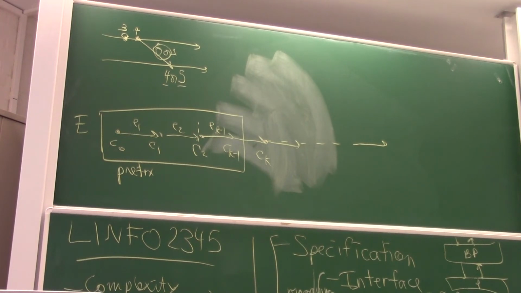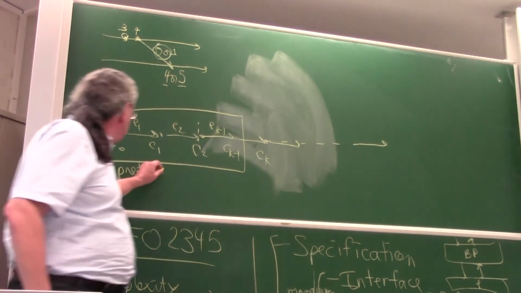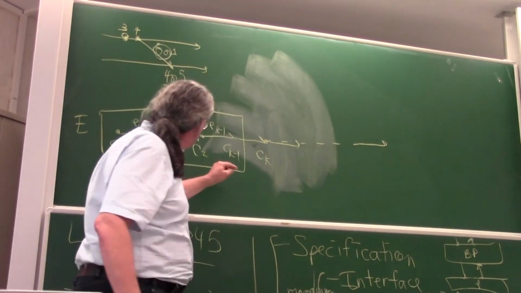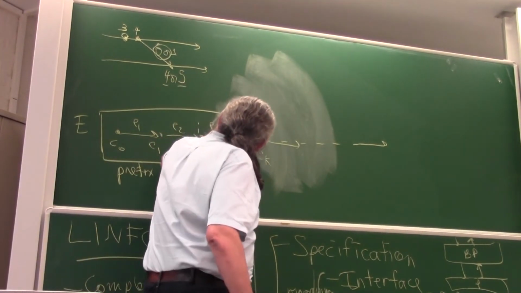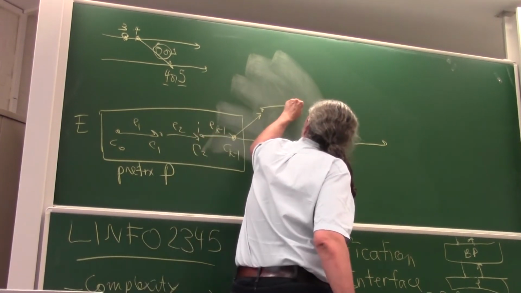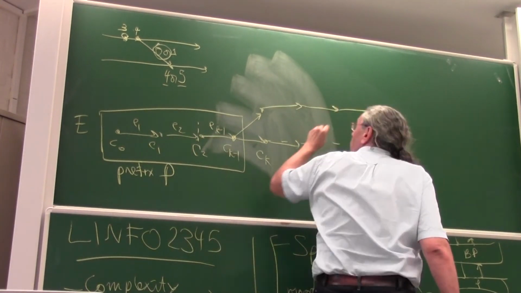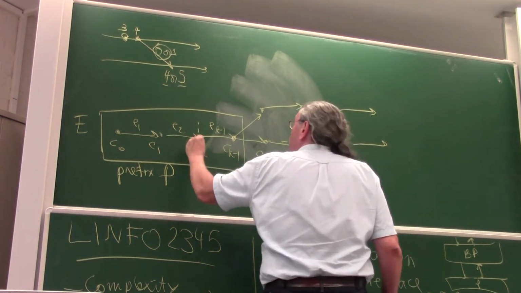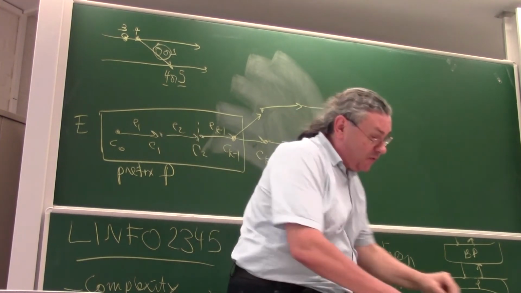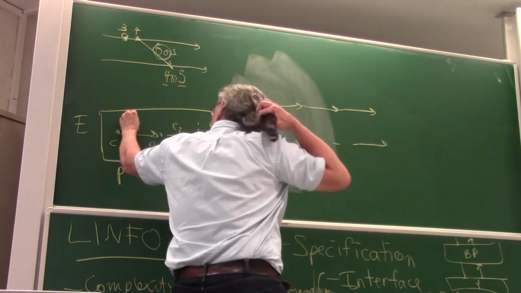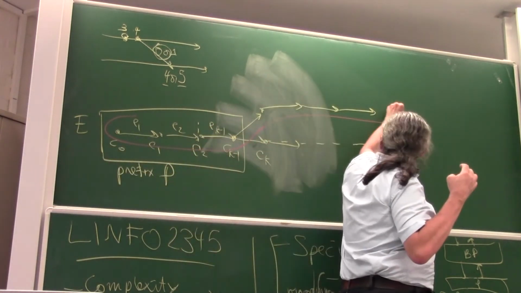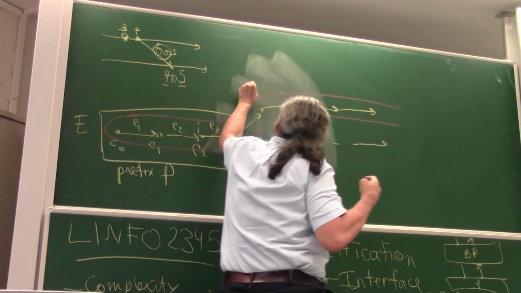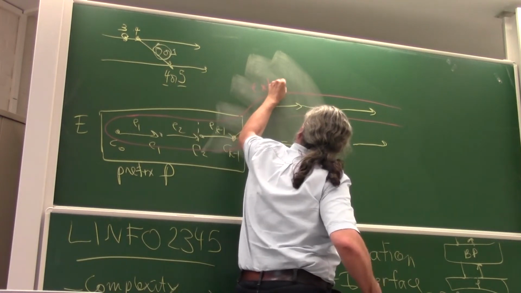And an extension of a prefix is just any execution that starts like this. Let me call this prefix P. It ends here. If I continue like this, this new execution is called an extension of P. So this execution here is an extension of P, okay?